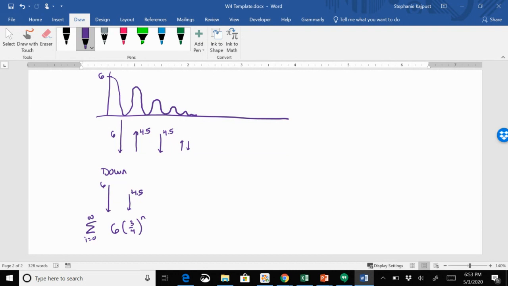Now, we can also do the up. If you think about the up movements, we start at 4.5 because that's the first time it goes up, and then 3/4 of that. So here, sum i equals 0 to infinity, and our starting point is 4.5, times 3/4. So if you do it separately as both an up and a down, all you have to do is use that infinite sum formula for both the ups and the downs, and then add them together, and that will give you your total.